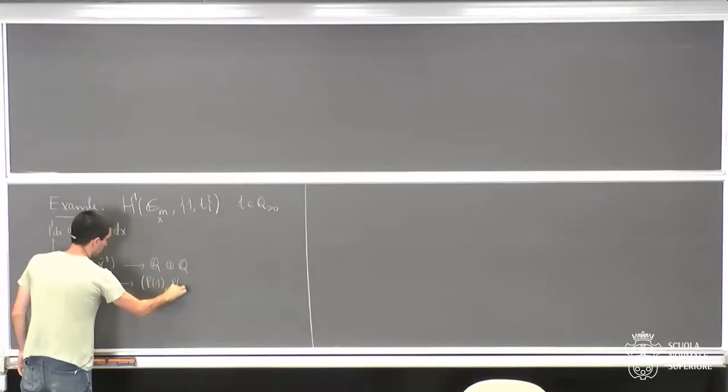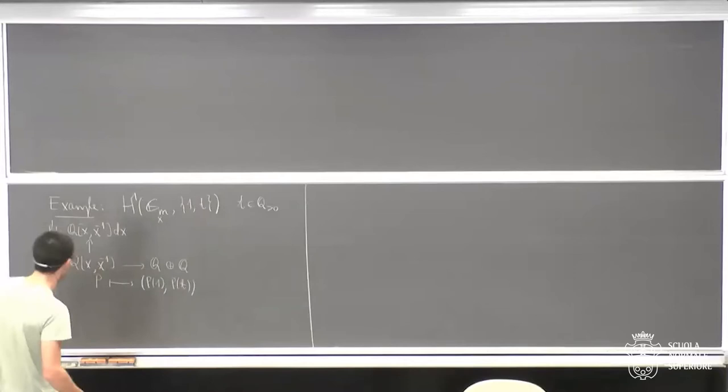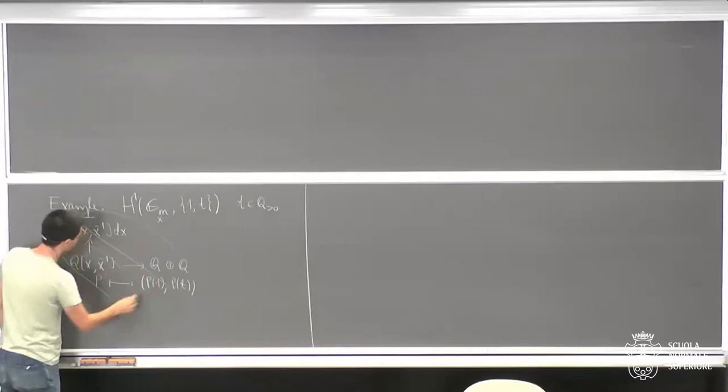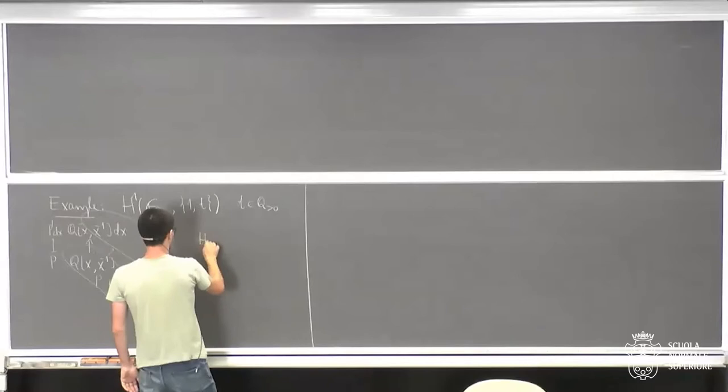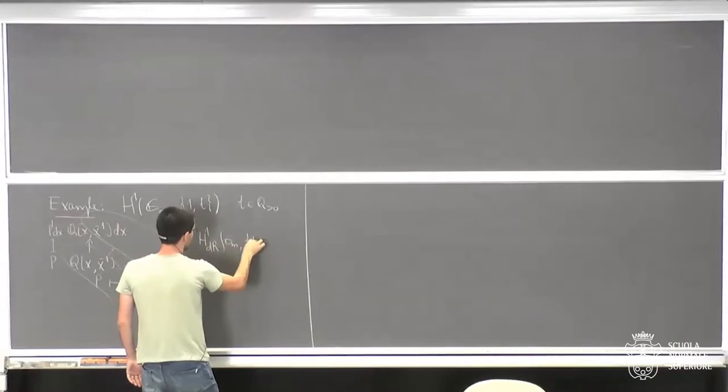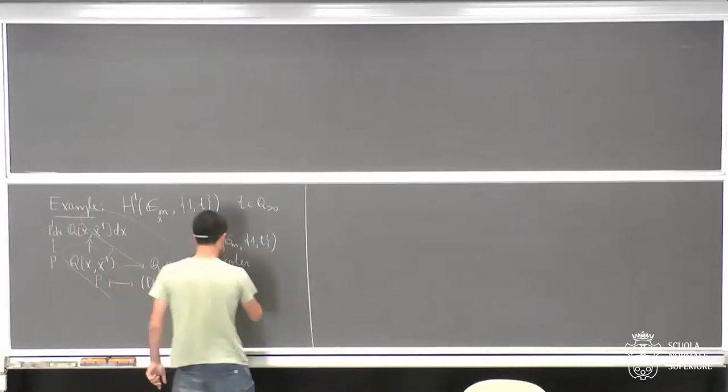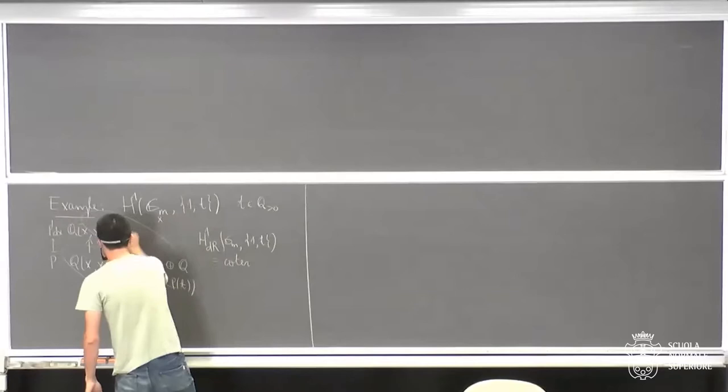Okay, then you take the total complex associated to this. So this will be in degree zero, this is in degree one. And in this case, you don't need to change signs, so the map is just the map on each factor. And we want to compute H^1 of this. So H^1 de Rham of G_m relative to 1, t. This is going to be the cokernel of this map, delta.